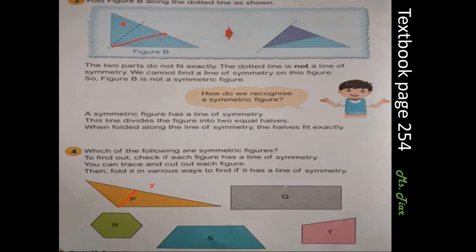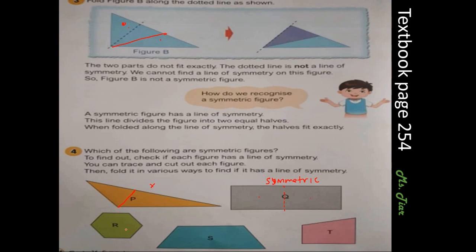If you check figure Q over here, then you put the line of symmetry over here. This is a rectangle, right? Of course, we can say this half is exactly the same as the other half, so it will fit, right? Because it fits, of course this is a symmetric figure.